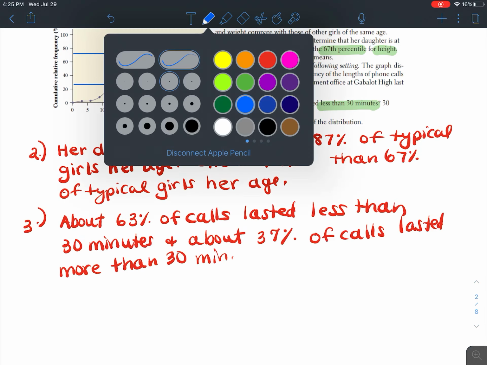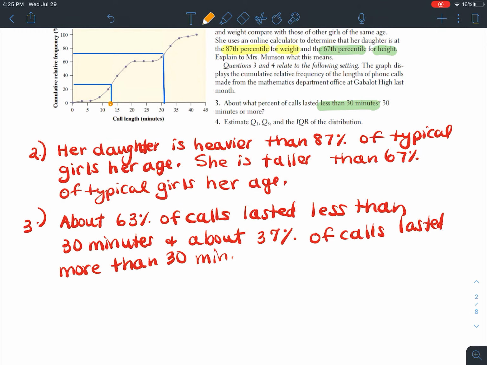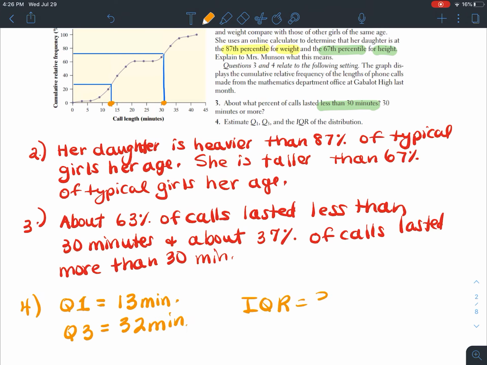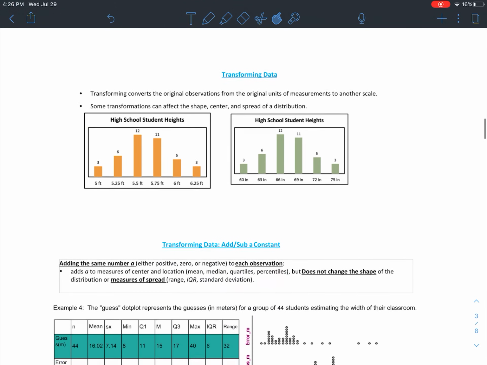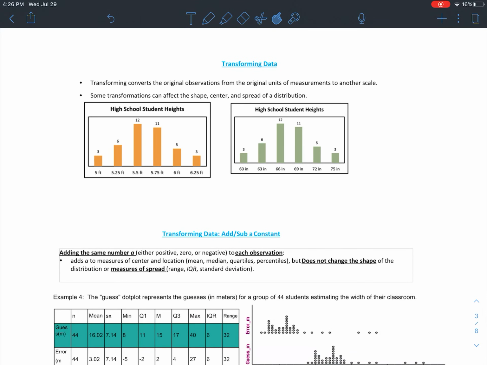Okay, so now what I'm looking for is where these roughly are hitting down here. I'm going to say for number 4 that maybe Q1 is, we'll call that 13. Q3, and this would be minutes, the call length, we'll say is 32 minutes, and then the interquartile range would be the difference in those, which would be 19 minutes.